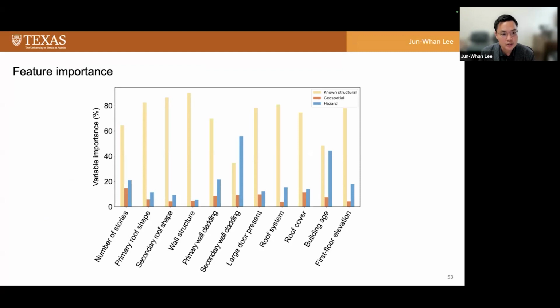features. And I want to emphasize the blue part, which represents the hazard information. So in this machine learning model, the hazard information, the storm surge and the wind, coupled with the building damage level, can be used to reconstruct the structure features of the damaged building, so the hazards can be used to reveal some of the missing data information.